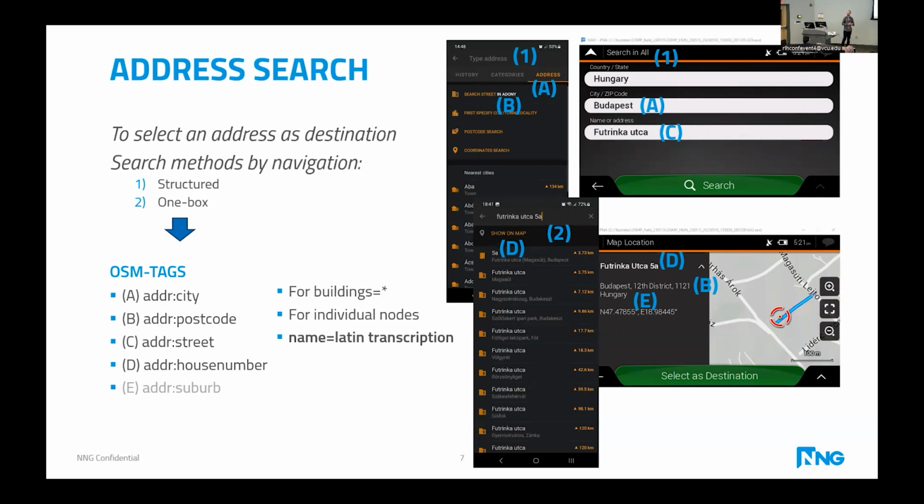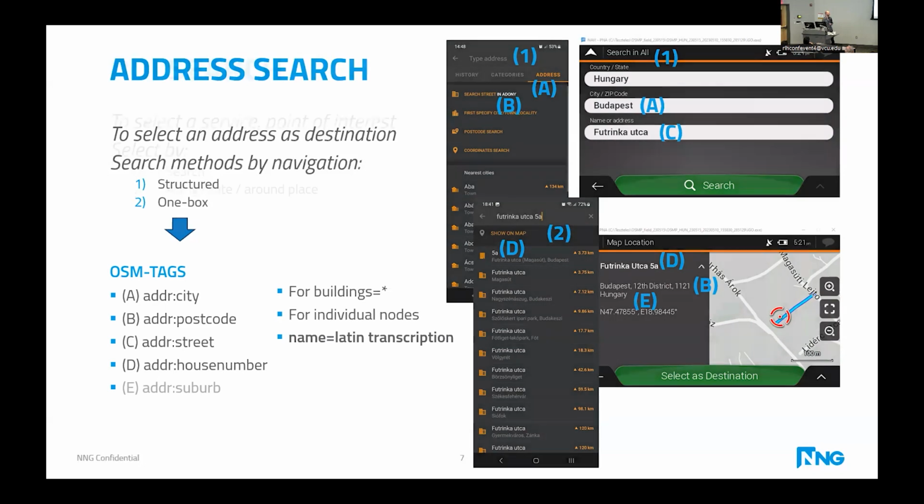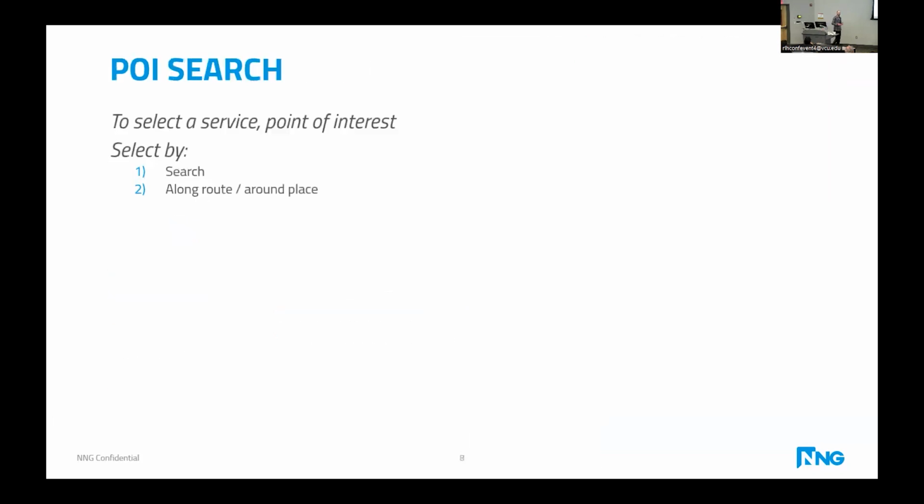So not only the Serbian language should be mapped for street names and city names, but also English, French, or any other type of language should be there, because otherwise it could be a challenge for visitors to navigate that way. Another way we can select our destination is selecting the POI, a point of interest, either searching a specific place or trying to find a good restaurant or a fuel station along our route.